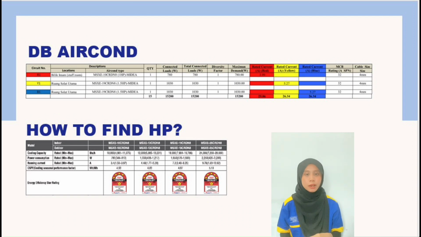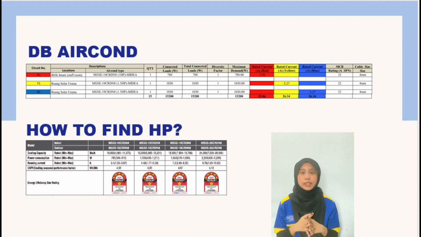For this bilik imam, we use the aircon type MSXE 10CR DN8 because it is indoor and this room is also small, so 1 horsepower will be enough for this room. The calculation is the same as the previous DB lighting and DB socket. The cable size for this aircon is the same, 4 mm. At the end of this calculation, I got balanced loads because there's only a 5% difference between the loads.